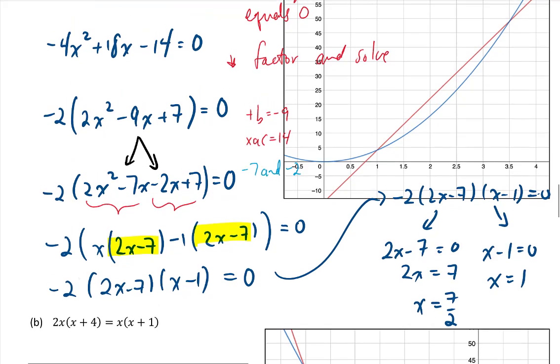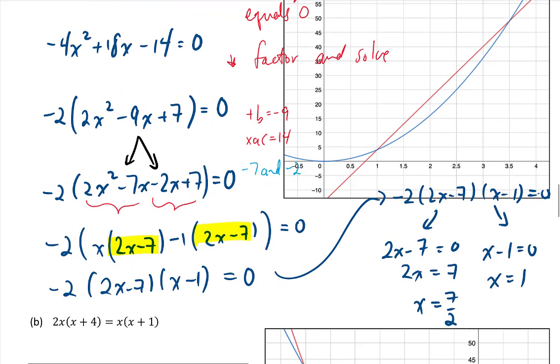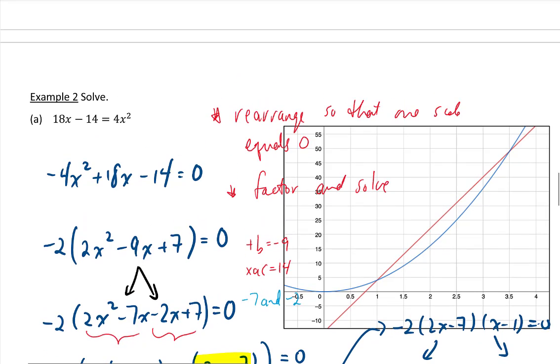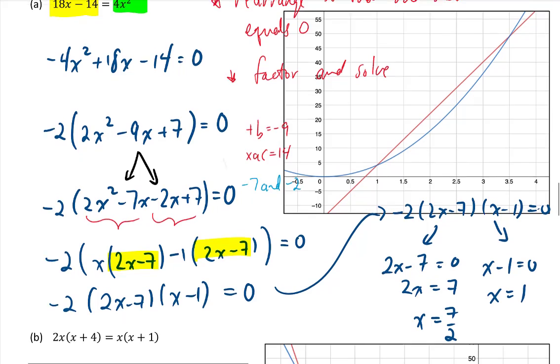Now, my diagram up here is a bit different. It looks like a line and a parabola. If we go back to our equation, we have a line and we have a parabola. So what you've done, essentially, is you found the intersection of the line y equals 18x minus 14 with the parabola y equals 4x squared. You found the x values.